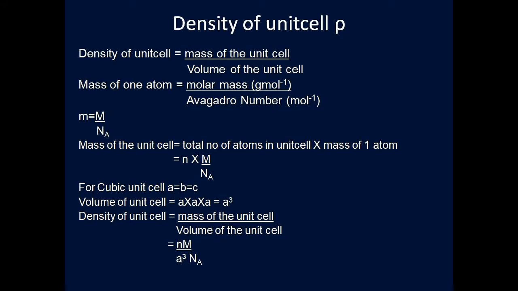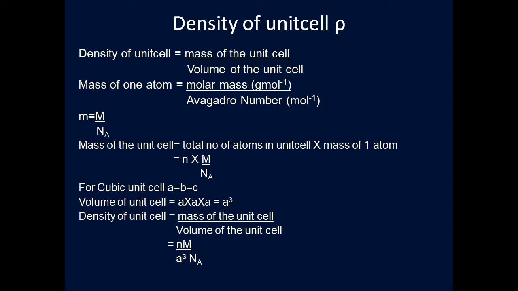Now the number of atoms in a simple cubic unit cell is 1. Body centered is 2. Face centered is 4. So the number of atoms varies with the different types of unit cell. So mass of the unit cell is the total number of atoms belonging to that unit cell times the mass of one atom. Now you substitute the symbol of mass of one atom, and the total number of atoms is small n. So we get mass of the unit cell is equal to small n times capital M divided by Na.